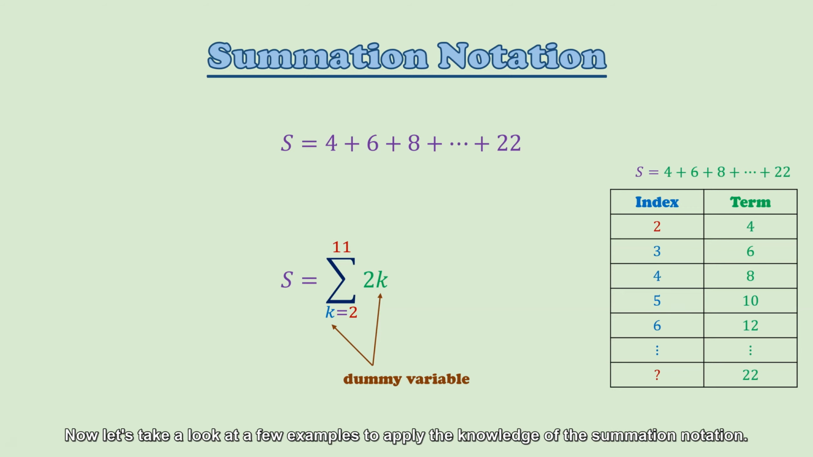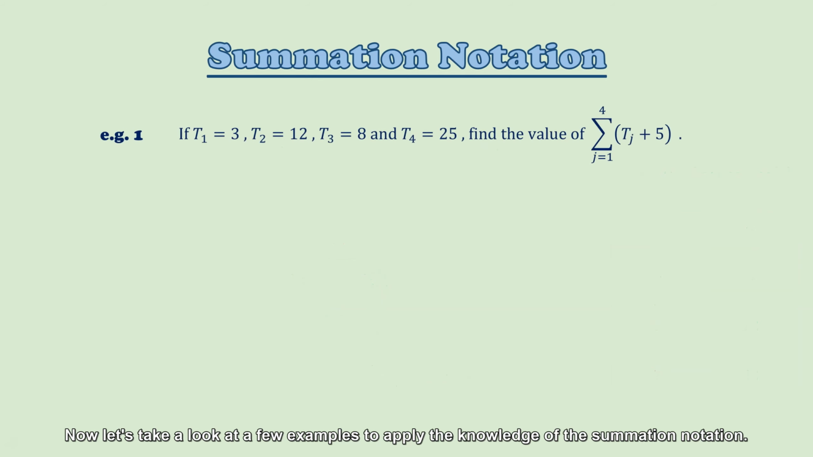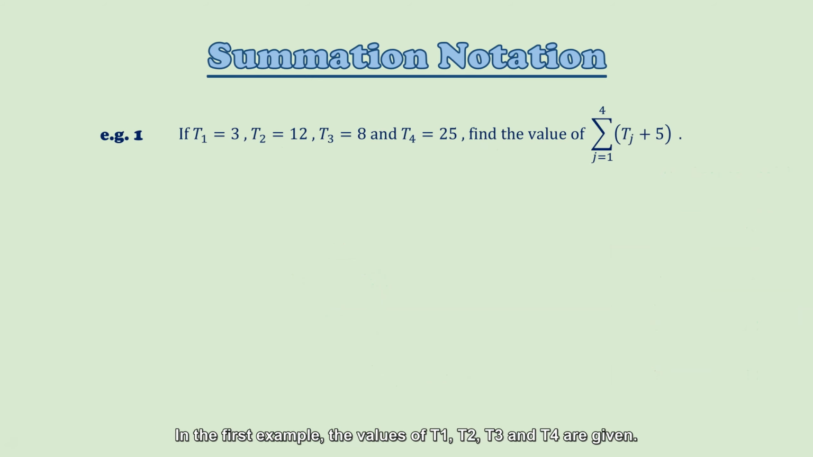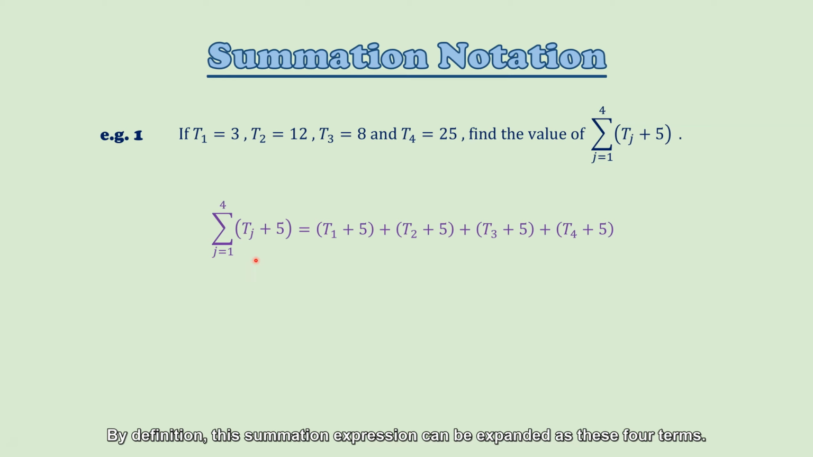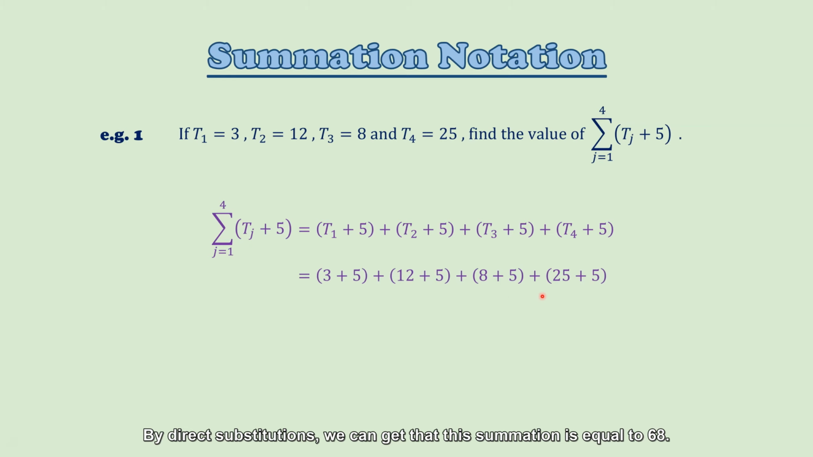Now let's take a look at a few examples to apply the knowledge of the summation notation. In the first example, the values of T1, T2, T3, and T4 are given. Now we need to find the value of this summation. By definition, this summation expression can be expanded as these 4 terms. By direct substitutions, we can get that this summation is equal to 68.